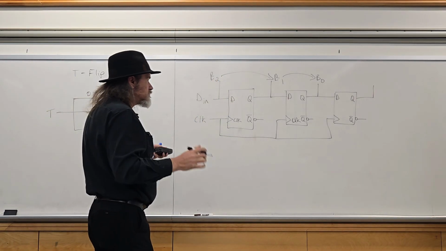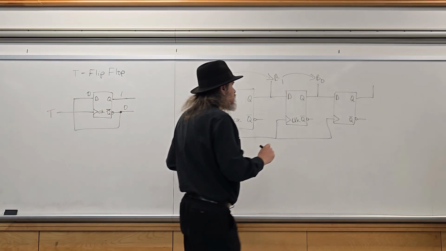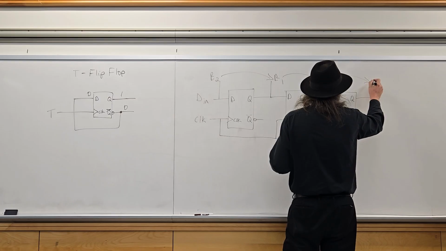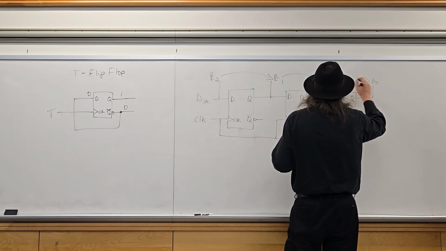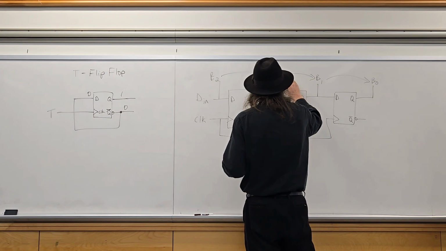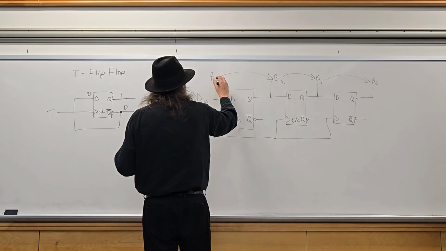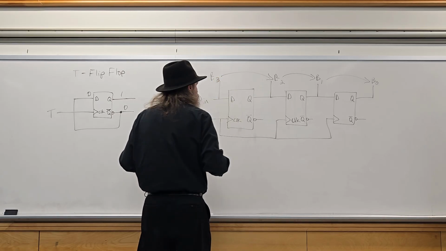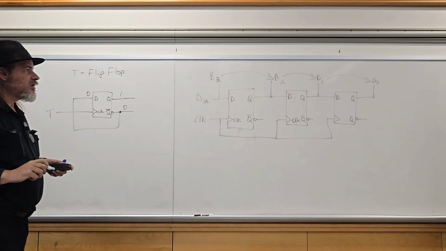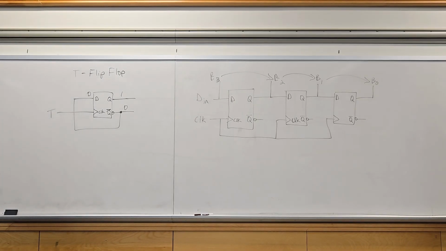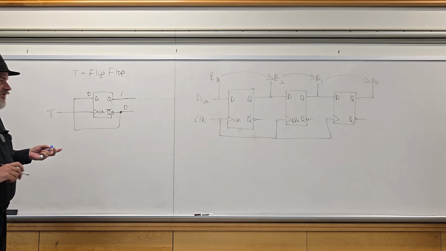And then the third clock cycle, B0, B1, B2, and B3. And you would have the bits in parallel coming from a serial signal.